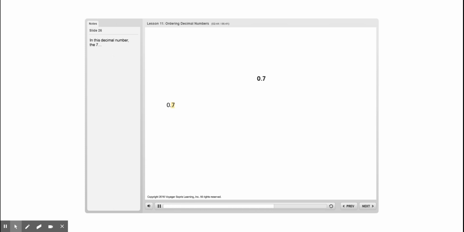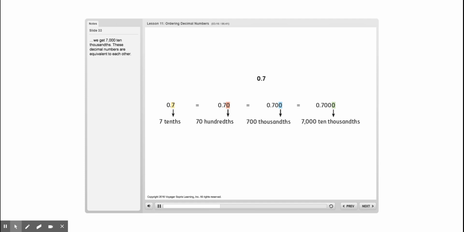In this decimal number, the 7 is in the 10ths place. To convert 7/10 into 7/100, we add a 0 on the end. Now the number is 70/100. If we want to change this to a number in the thousandths, we add another 0 on the end. Now the number is 700/1000ths. If we add another 0 on the end, we get 7000/10,000ths. These decimal numbers are equivalent to each other.